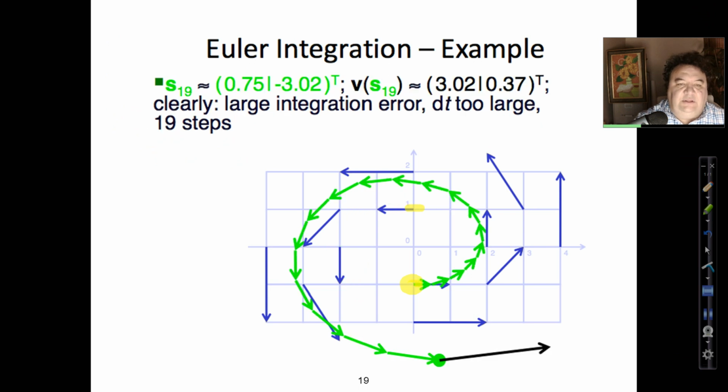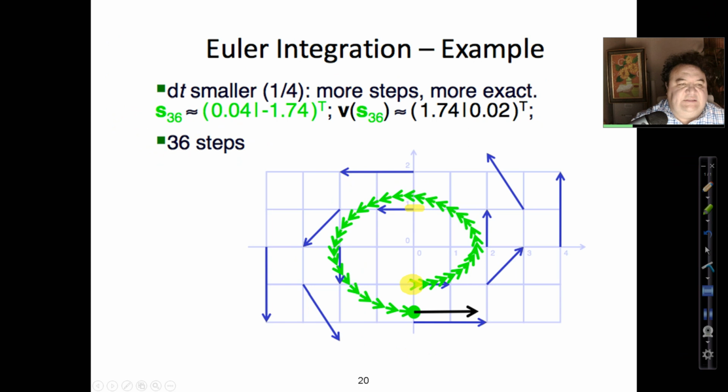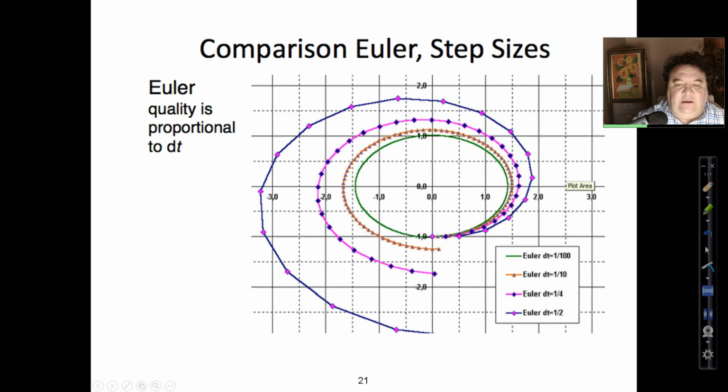So now if we reduce the step, the delta t, in this case, for example, we did only 19 steps, and the delta t was too large, clearly. We can do twice as many steps with half of the delta t, and you see actually that the quality of the trajectory is improved in the sense that, yes, still overshoot, but by a smaller amount.